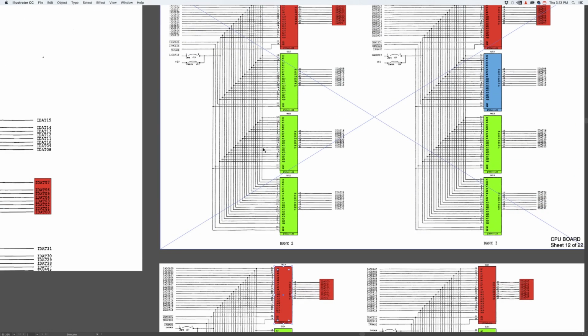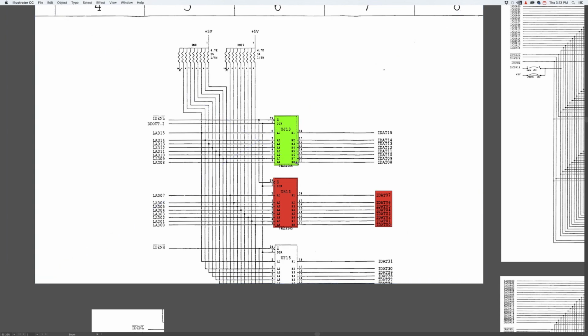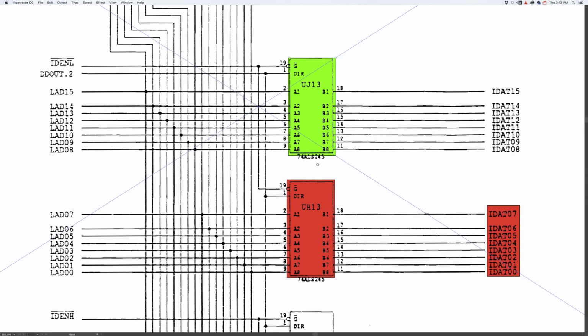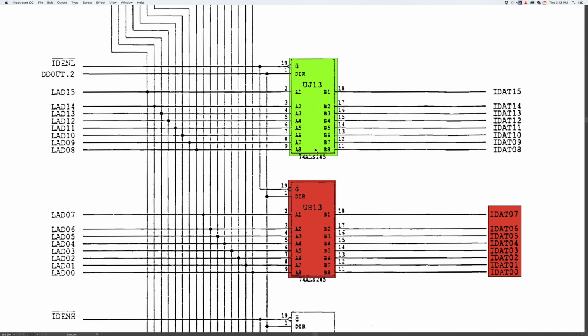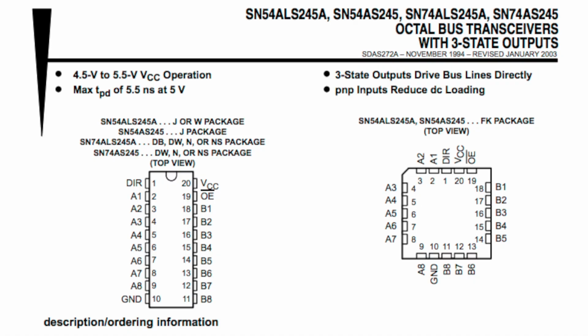If we look in some of these other data sheets, as you keep going through the schematic, you'll see there are two ICs, UJ13 and UH13, and both of them are identified with two different sets of addresses. You've got 0 through 7 on UH13 and 8 through 15 on UJ13. Let's see what the actual data sheet calls these. This is an octal bus transceiver, UH13 and UJ13.